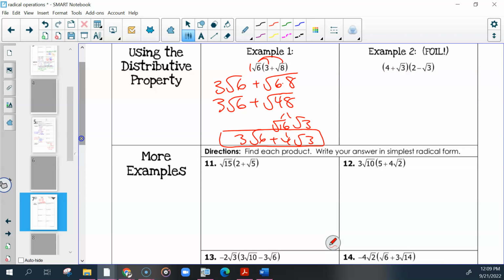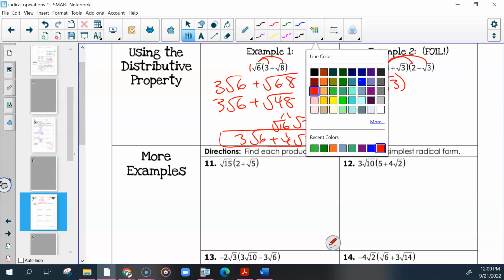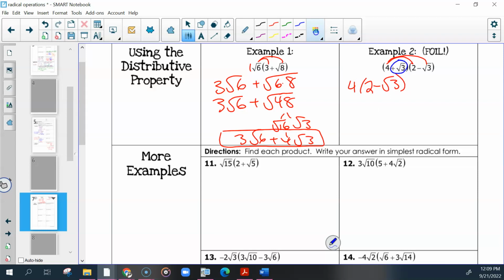For this one, I would rewrite it so that, I don't know if this is going to look better or worse, but we're taking this 4, multiplying it to everything here. So 4 times this second set of parentheses. And then we're taking this second term and multiplying it to that second set of parentheses as well. So we're distributing twice.